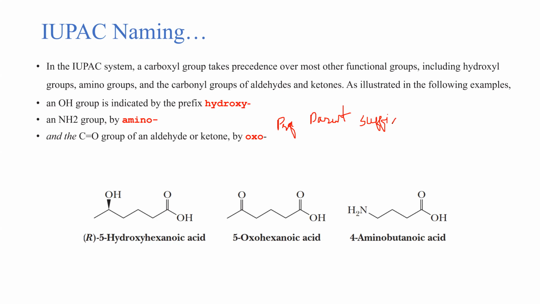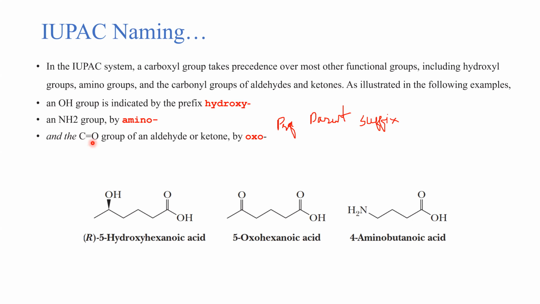The parent gives you the chain length, right? The prefix gives you the information about the position and the name of the substituent. So if we have a hydroxyl substitution on the carboxylic acid, for the OH group we will use hydroxy as a prefix. If we have the amino NH2 group here, we will use amino as a prefix.